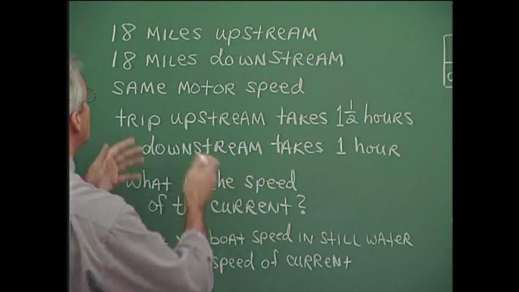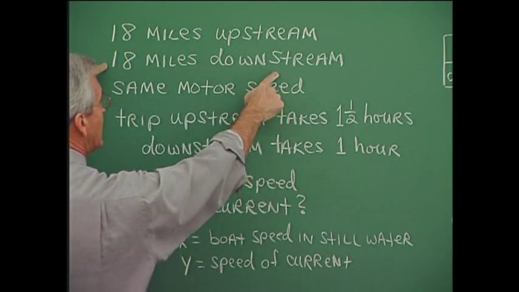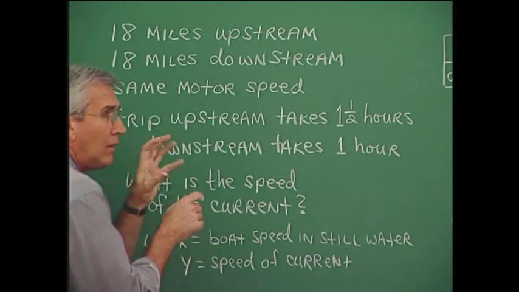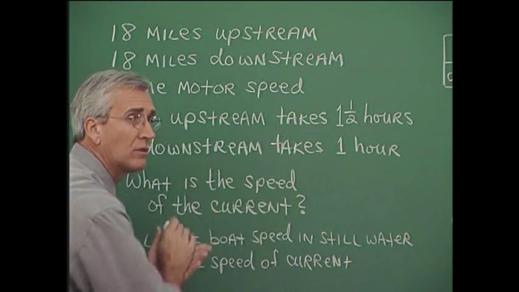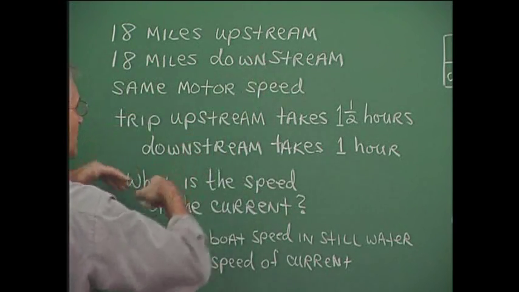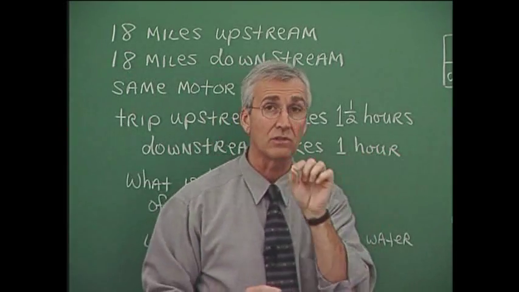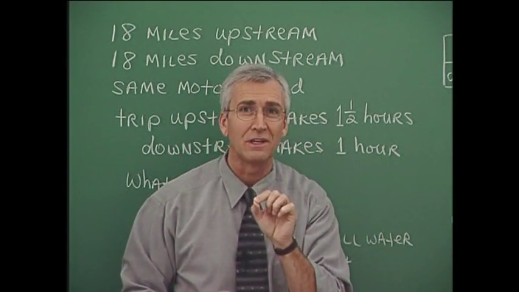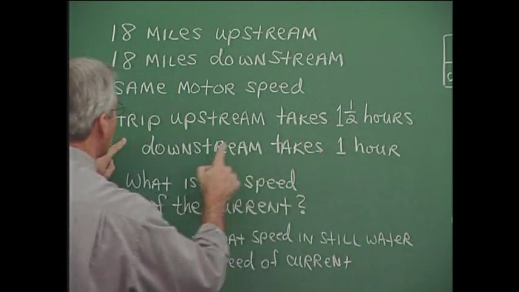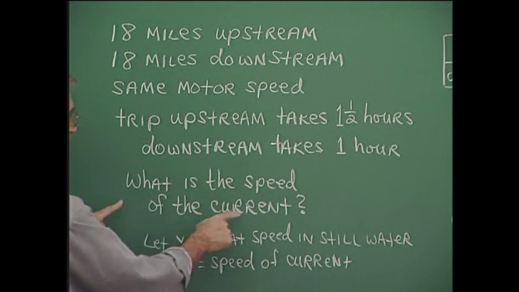Let's say we have a motorboat, and the motorboat travels upstream 18 miles and downstream 18 miles. So we're coming back to where we started. And let's say the little motor is running flat out. Just as fast as it can go, it's the same motor speed going upstream and downstream. Okay, now that doesn't mean that the boat is traveling at the same speed, because there's a current. Okay, now let's say that the trip upstream takes 1.5 hours, but the trip downstream takes 1 hour. And we want to find the speed of the current.